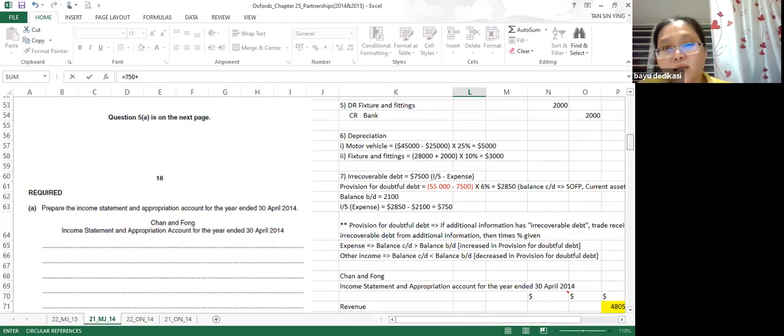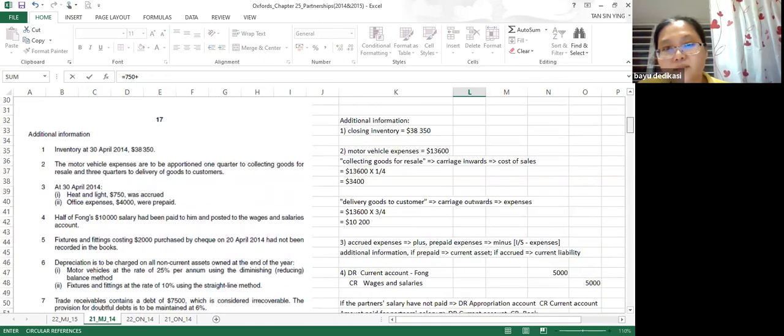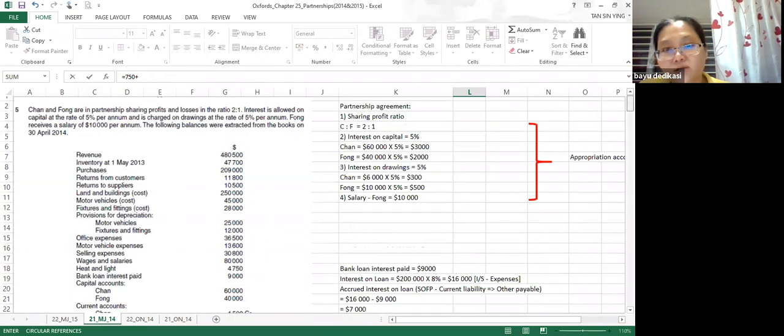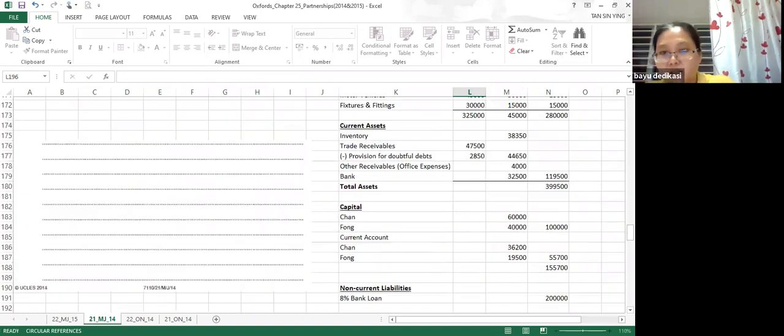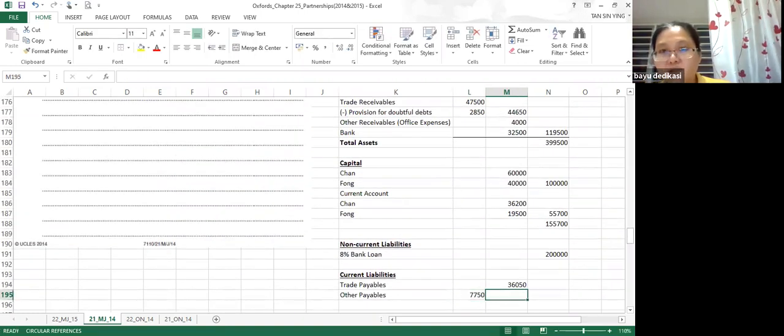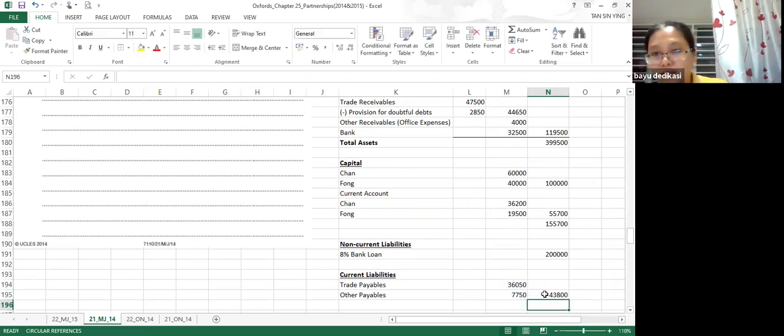Go up, go up again. Go up further. You saw the amount, the bank loan interest, 7,000 accrued amount. So plus 7,000. Get the subtotal, put into the first column, second column, 750. Add subtotal. And now you can add your capital, non-current liability, and your current liability.